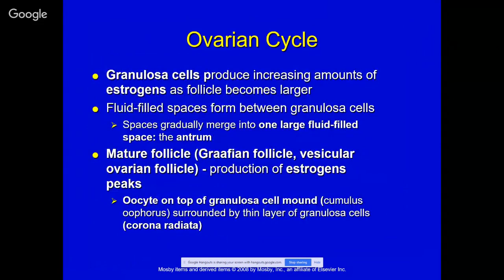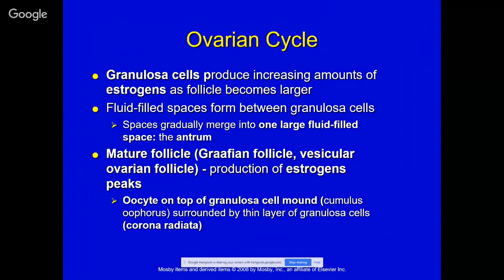Granulosa cells produce increasing amounts of estrogen as the follicle becomes larger. And the fluid-filled spaces that form between the granulosa cells gradually merge into one large fluid-filled space called the antrum. A mature follicle is called a Graafian follicle or a vesicular ovarian follicle. This is mature when the production of estrogen peaks.